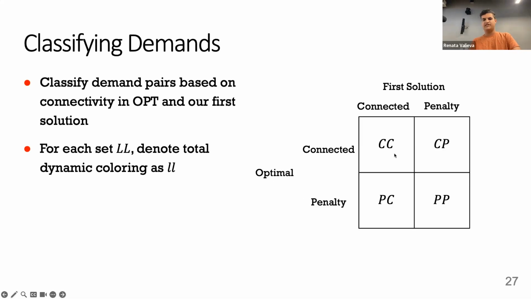So for example, for CC here with big letters, capital letters, we use the small letters cc to say the total duration of coloring for those pairs that fall in this.